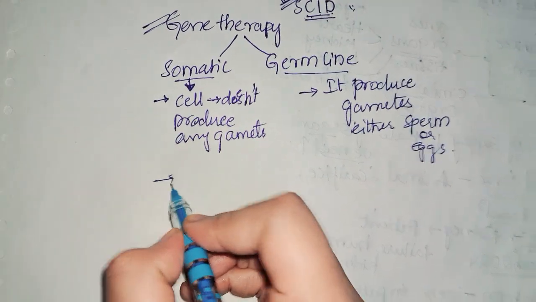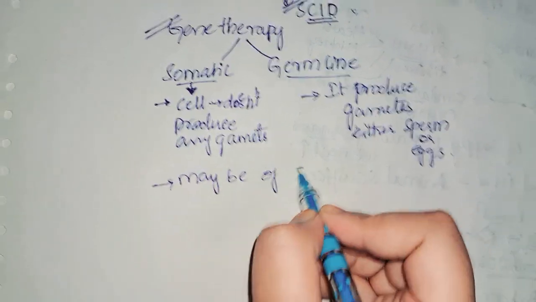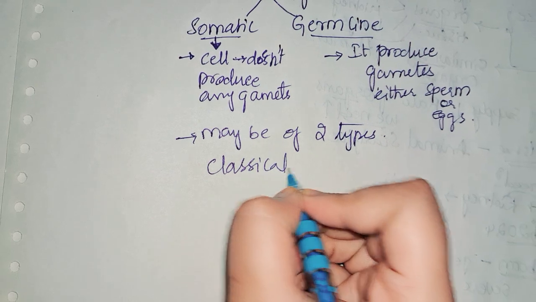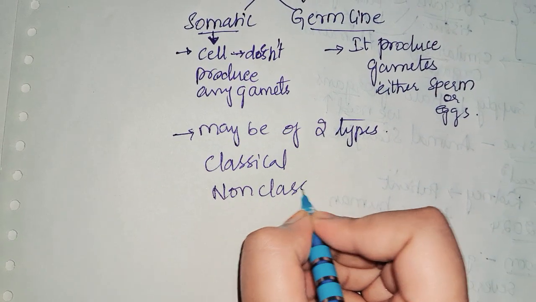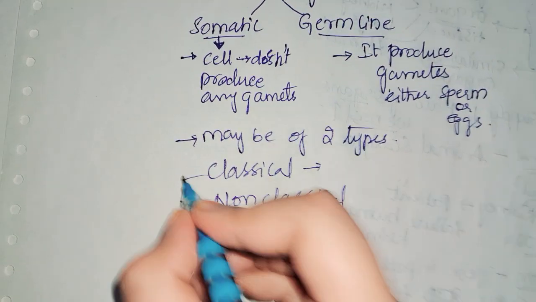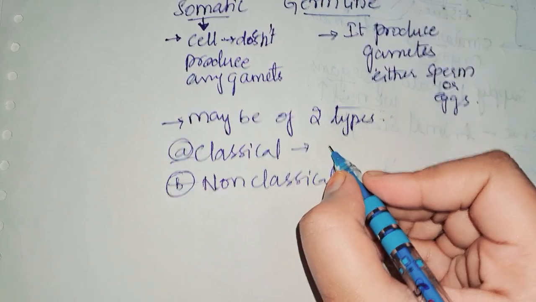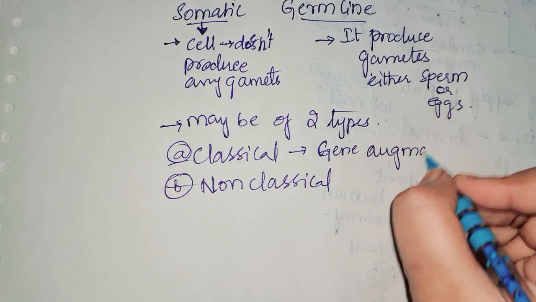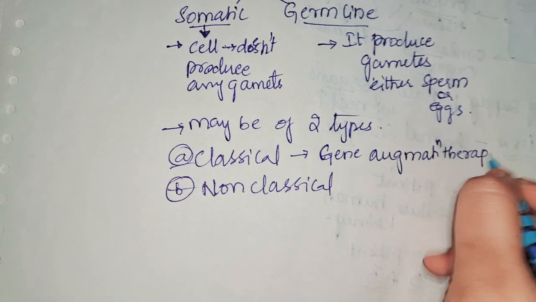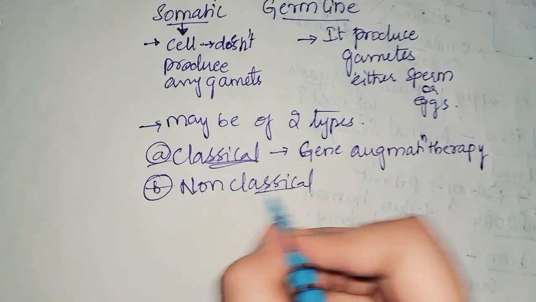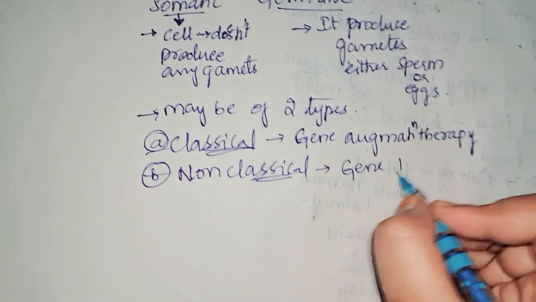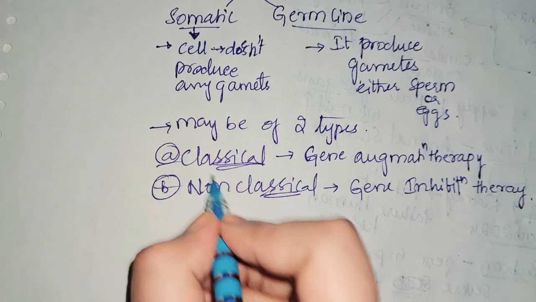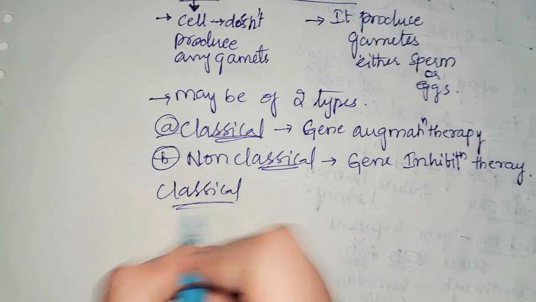Also, gene therapy may be of two types: classical and non-classical. Classical therapy is also called gene augmentation therapy, whereas non-classical is also called gene inhibition therapy. What happens in the classical therapy? We'll see that.